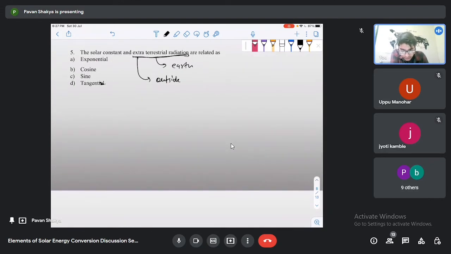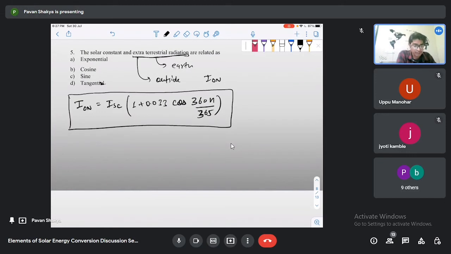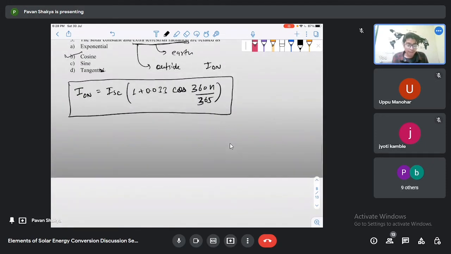The formula for this: we denote extraterrestrial radiation as I_on, where n is normal and o relates to outside the atmosphere. So I_on is equal to I_sc times (1 plus 0.033 cos(360n/365)). This is the relation between I_on and I_sc. From here we can see that the relation is a cosine function, so the answer will be B. Further, I will also explain a few more things about this relation.